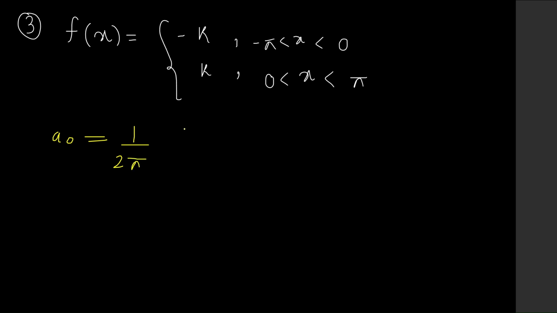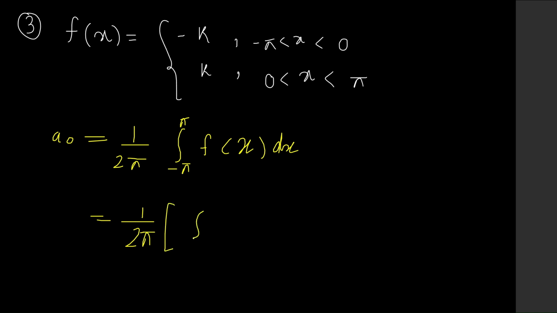A naught is 1 upon 2 pi integration from minus pi to pi f of x dx. So the only thing you have to do is break the limit. So you will get 1 upon 2 pi, and this is integration from minus pi to 0 f of x dx plus integration 0 to pi f of x dx. So here is our answer.